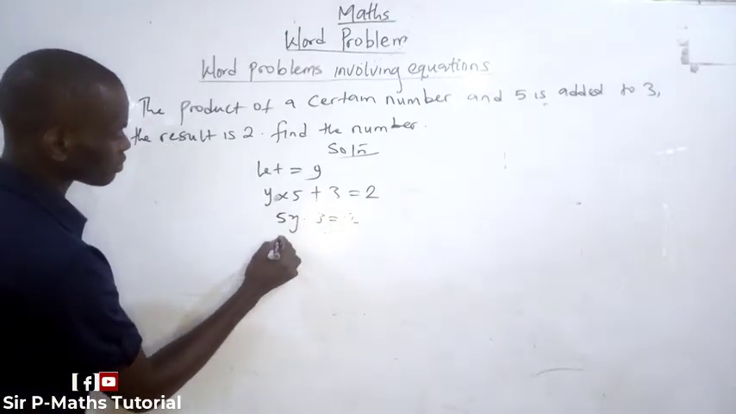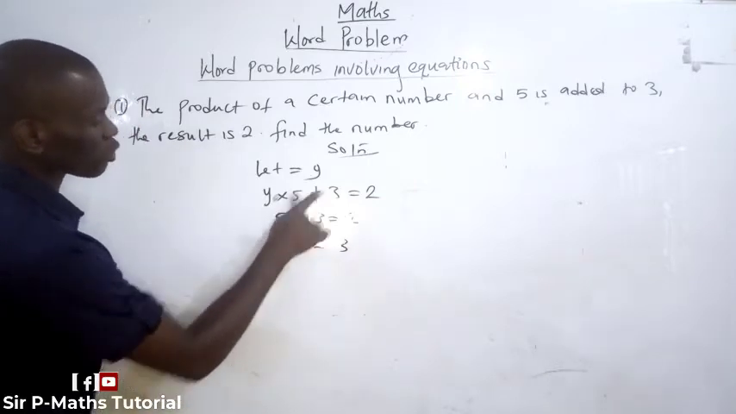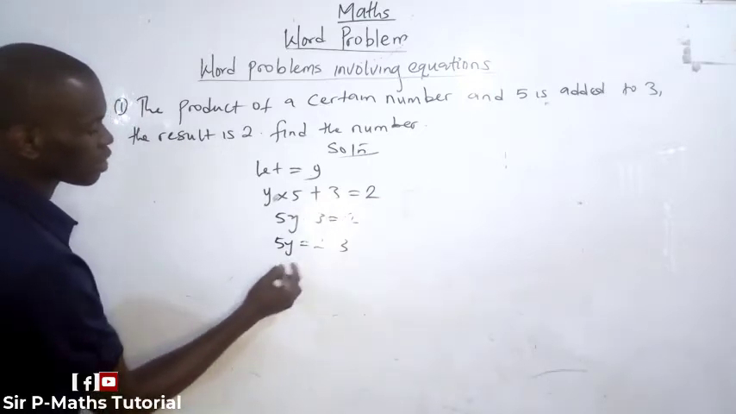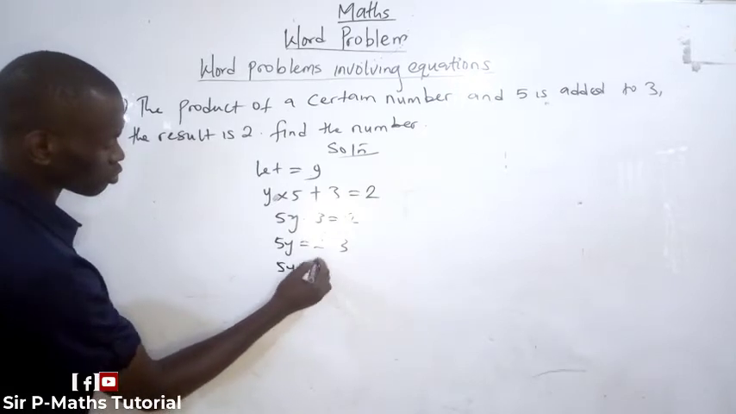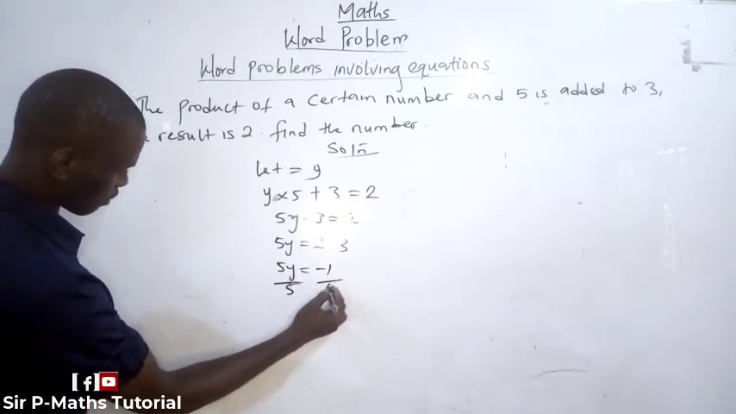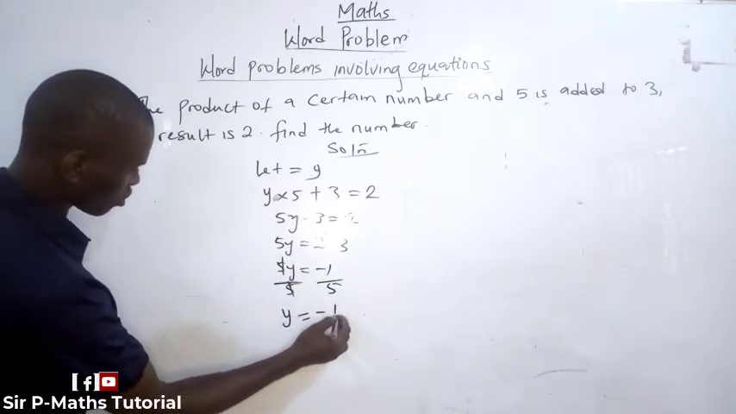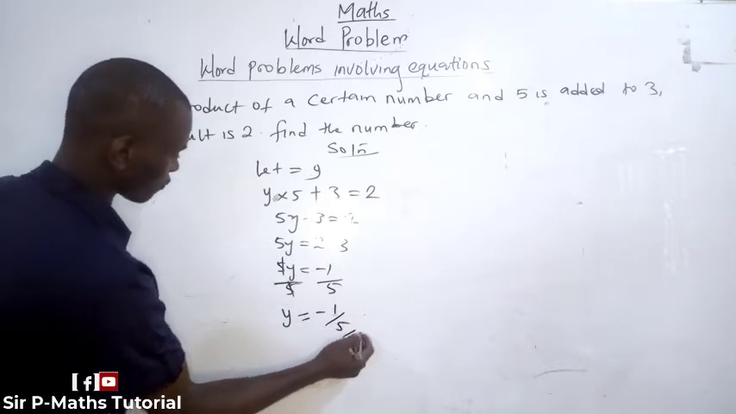Therefore, collect like terms, I'll have 5y equal to 2 minus 3. 3 will cross over to 2 because they are like terms. I'll have 5y equal to minus 1. Therefore, we divide both sides by 5. This cancels this. I'll have y equal to minus 1 over 5.